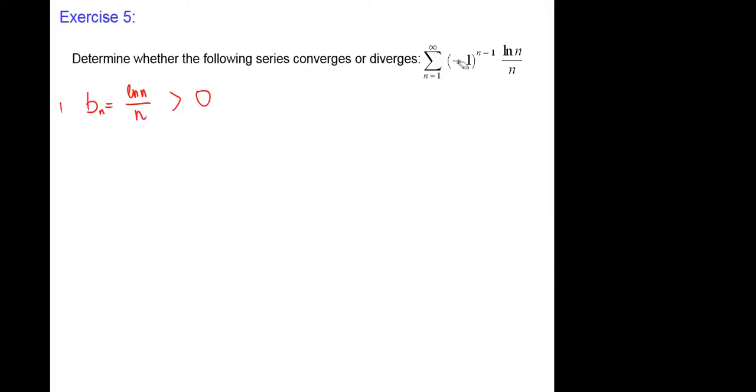Actually, let's start from 2, because natural log at 1 is 0, and I just want to avoid 0. Then the limit at infinity of ln n over n is of course 0, because the denominator is winning, the function n grows faster. And now natural log of n over n, I think it is decreasing, but let's actually find the derivative.